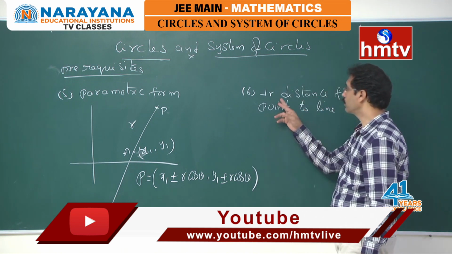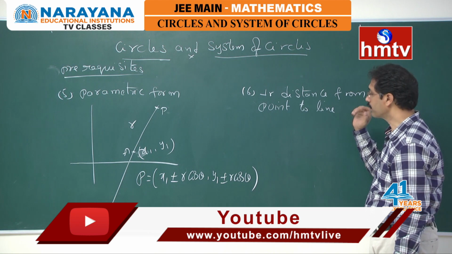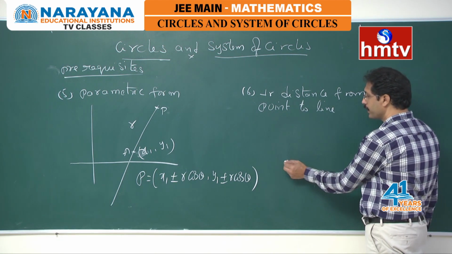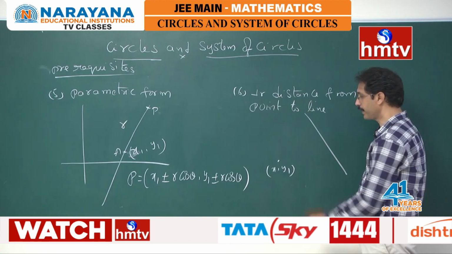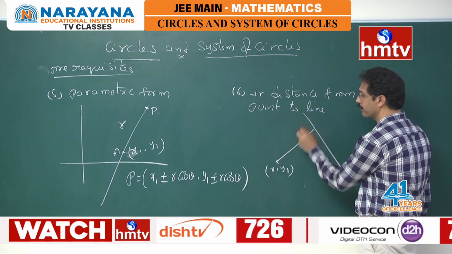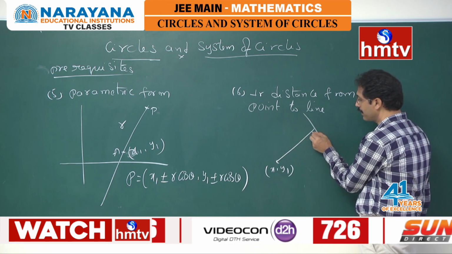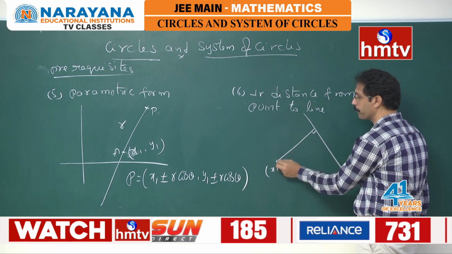Now, we will go to the perpendicular distance from a point to a line. Here, see, a point is given as x1, y1, and now a straight line is given. To find the shortest distance, if you draw a perpendicular from this point to this line, the length of the normal will come. This is the length of the perpendicular, and it is called the perpendicular distance.